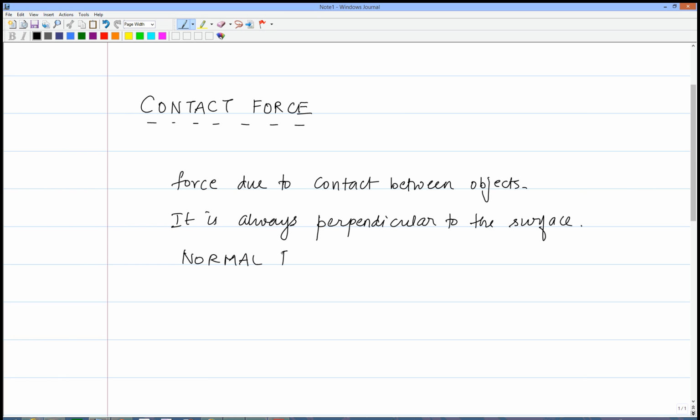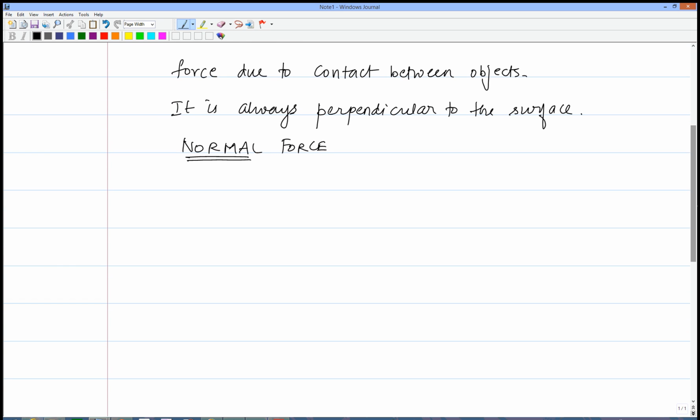So we will be interchangeably using the words contact force and normal force, and they both mean the same thing. The word normal means perpendicular, perpendicular to the tangent, actually, to a curve. That's where it comes from in geometry. But we'll say that the force is a normal force or a contact force.